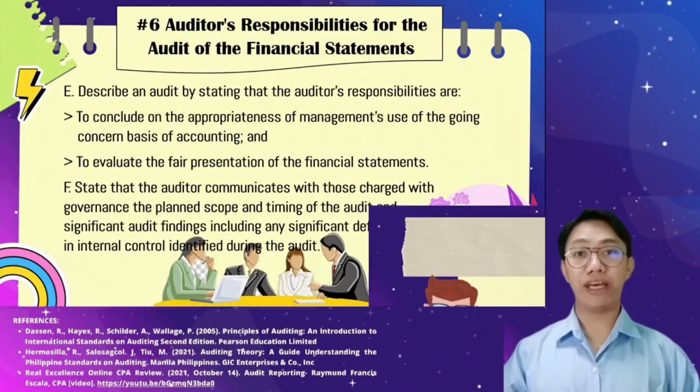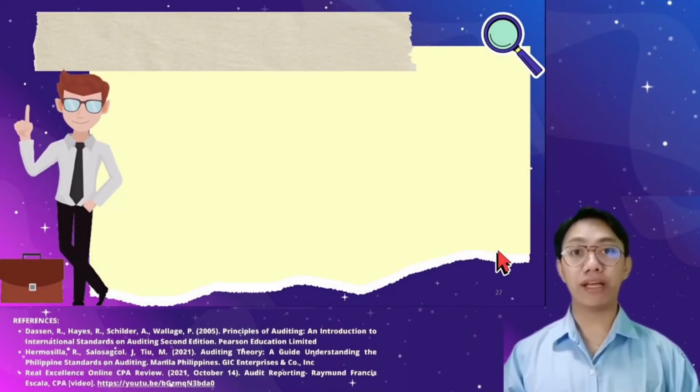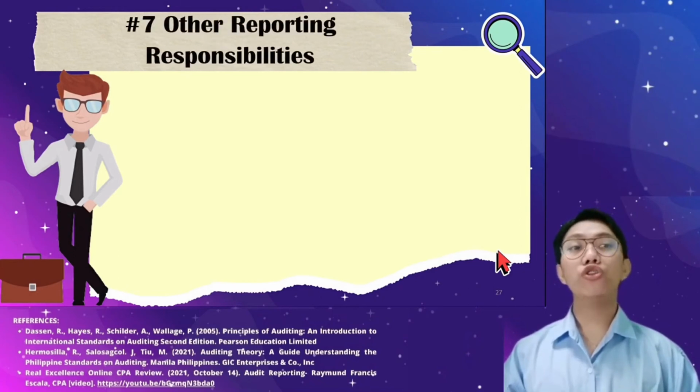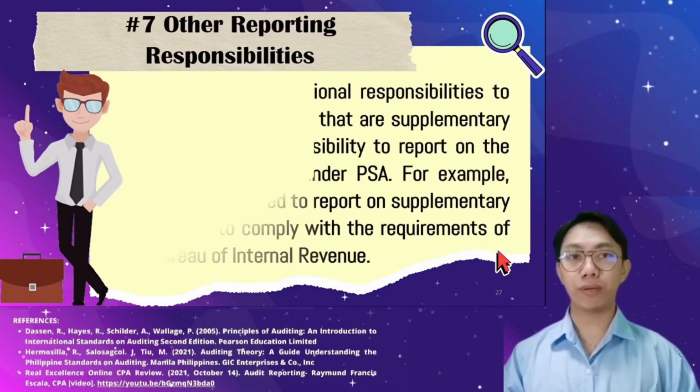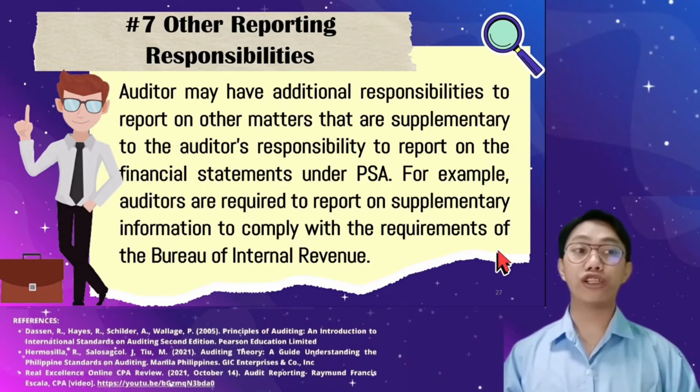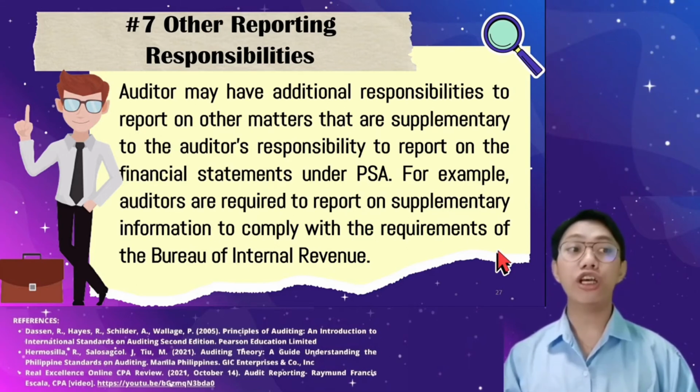The seventh element is other reporting responsibilities. Auditor may have additional responsibilities to report on other matters that are supplementary to the auditor's responsibility to report on the financial statements under PSA. For example, auditors are required to report on supplementary information to comply with the requirements of the Bureau of Internal Revenue.